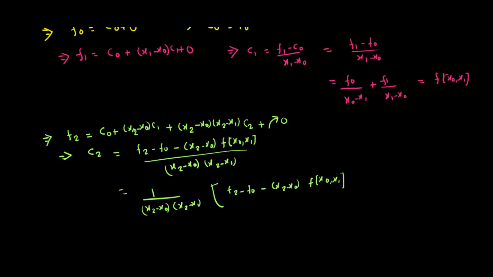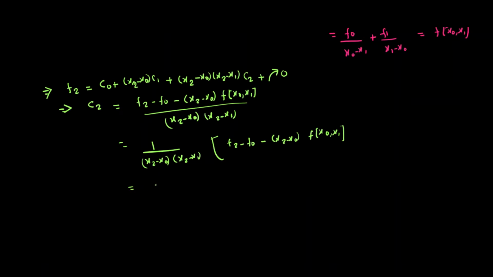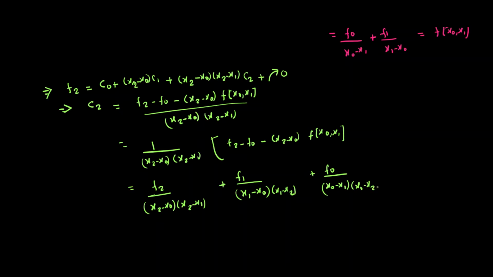Okay, and when you expand this term, what you will get is f2 upon (x2 minus x0) into (x2 minus x1), plus f1 upon, well you can guess here, this will be (x1 minus x0) into (x1 minus x2), and the third term, that you might have thought, this will be equal to (x0 minus x1) into (x0 minus x2). This is again symmetric, right? And we can represent this as f of x0, x1, x2.